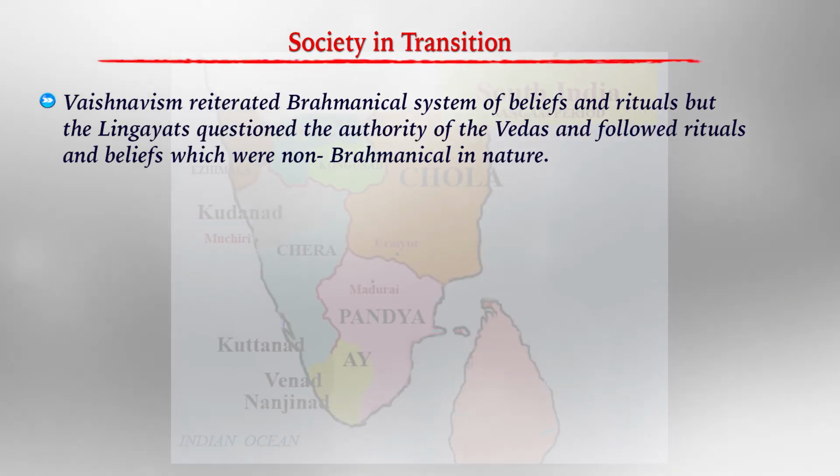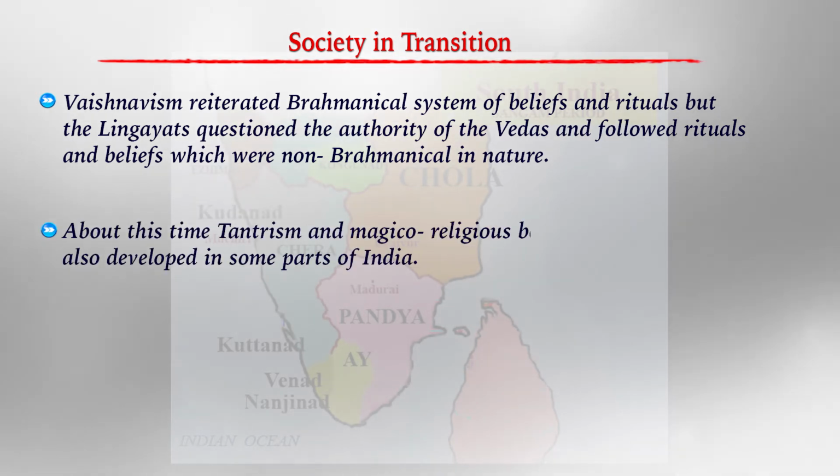Whereas the Vaishnava system retaliated against Brahmanical system of belief and rituals, the Lingayites questioned the authority of the Vedas and the rituals, and as a result of it we have new practices such as Tantrism and the magico-religious beliefs that developed in certain parts of India.